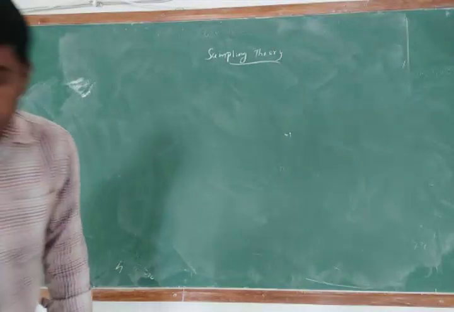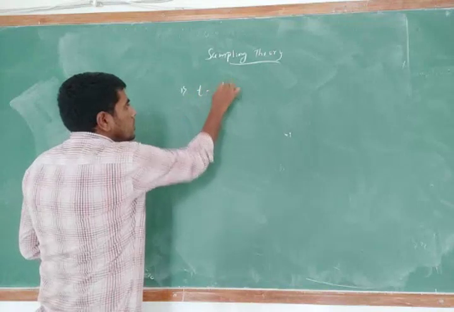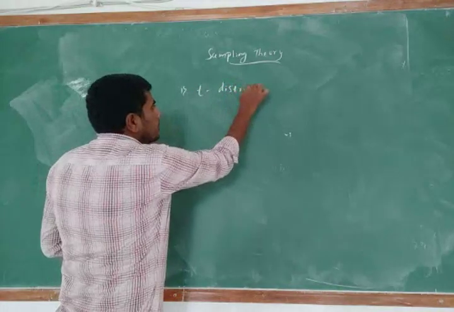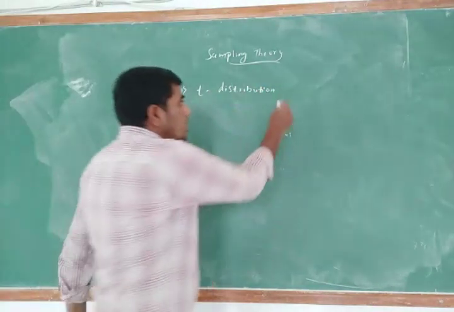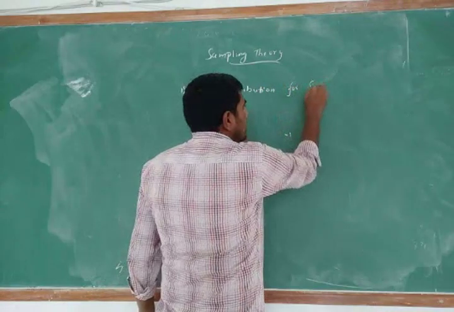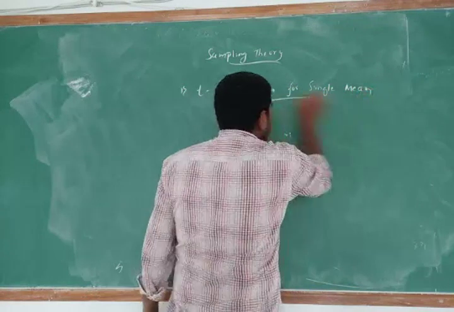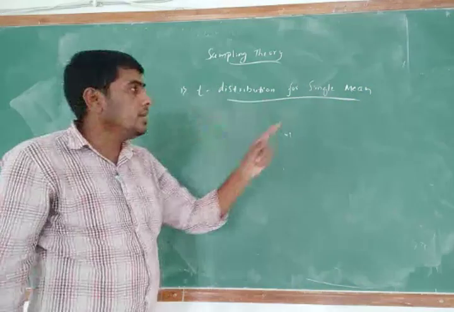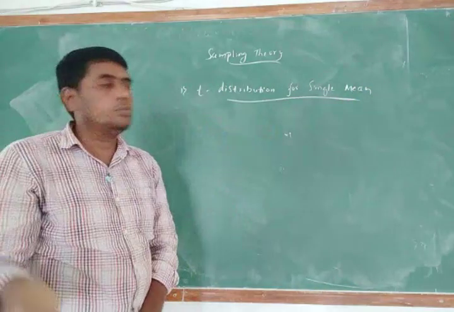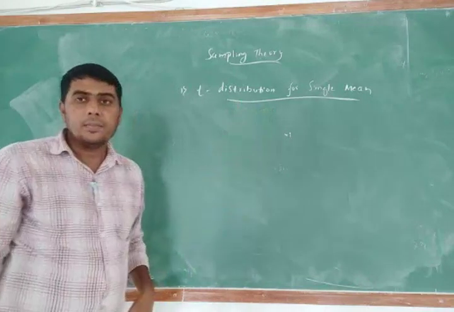A little formula. T distribution. Is it clear? T distribution for single mean. We are having two cases here. One is for a single mean, another one is for more than one. More than one can be considered as a large sample size. This is a small sample size.